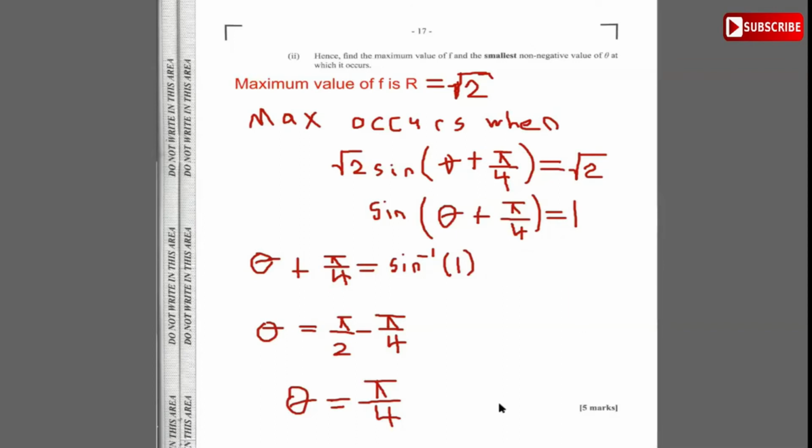All right, nice. So that's that. Theta is pi by 4. So that's when the maximum occurs, when theta is pi by 4. Nice. Let's look at this part now. Part C, it says prove that the tan of A plus B plus C is equal to tan A plus tan B plus tan C minus tan A tan B tan C over 1 minus tan A tan B minus tan A tan C minus tan B tan C. Okay.